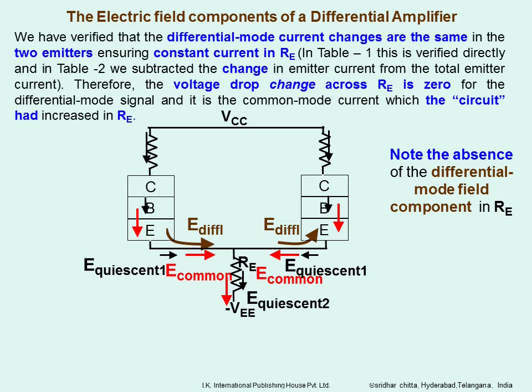We have verified that the differential mode current changes are the same in the two emitters, ensuring constant current in RE. In Table 1, this is verified directly, and in Table 2, we subtracted the change in emitter current from the total emitter current. Therefore, the voltage drop change across RE is 0 for the differential mode signal, and it is the common mode current which the circuit had increased in RE.